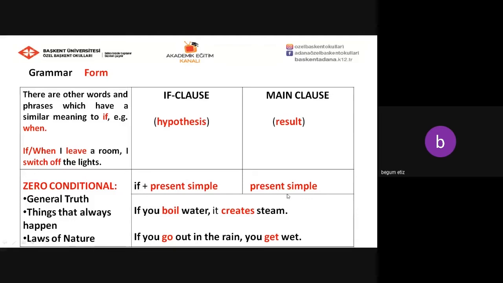Let's look at the examples. If you boil water, it creates tea. If you go out in the rain, you get wet. So as you see here, we use present simple for if clause, and we use present simple for main clause too.